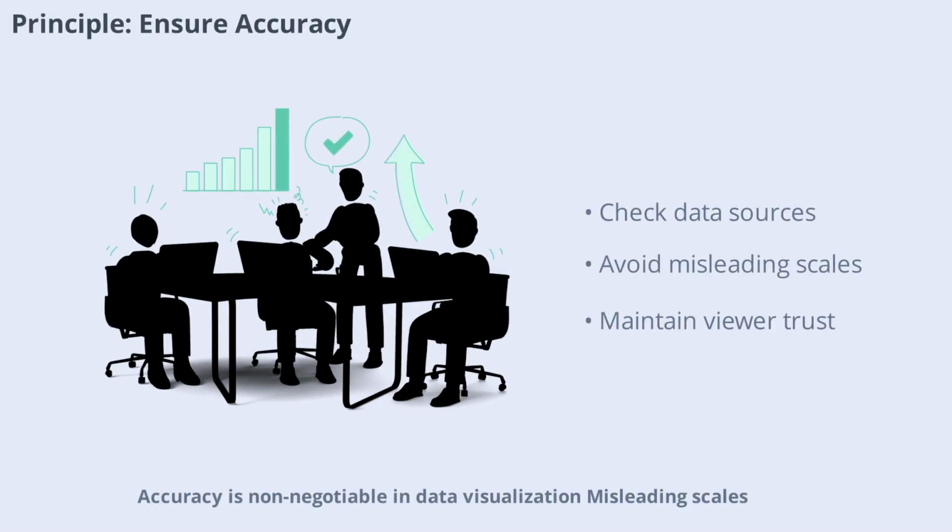Accuracy is non-negotiable in data visualization. Misleading scales, truncated axes, or distorted proportions can easily misrepresent the data and erode trust. Always double-check your data sources and make sure your visuals reflect the true story. If you need to adjust scales or omit data, clearly indicate this to your audience. Trustworthy visualizations are the foundation of effective communication.